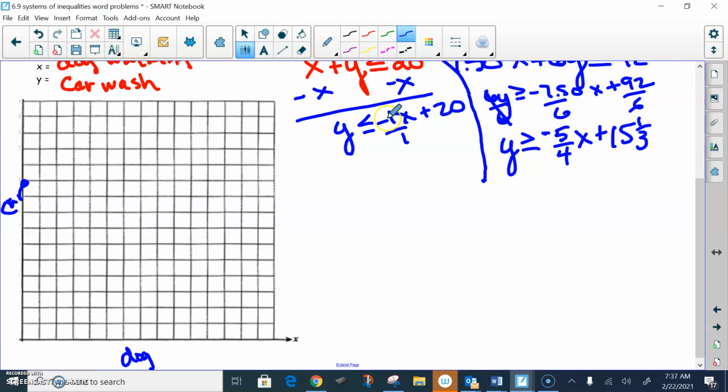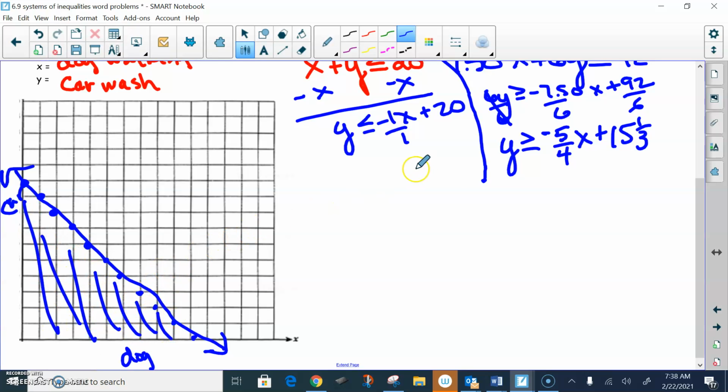Our slope is down 1 over 1, and it's okay if the axes are by 2's, it's still the same thing, down 1 over 1. What does this represent? This represents the number of hours we're working either at the car wash or walking dogs. And it's an equal sign, so we're allowed to work up to 20 hours, so I'm going to make a solid line. You can work 20 hours at the car wash, but that means you're working 0 hours dog walking, or you can work 20 hours walking dogs, which means you work 0 hours at the car wash. And we want that to be less than, so we're going to shade down.